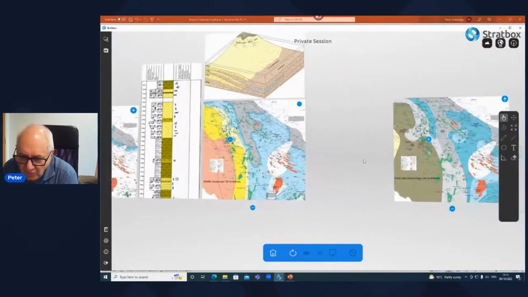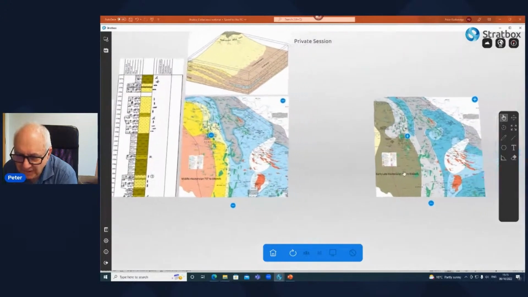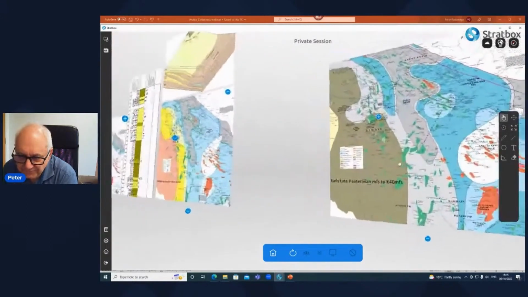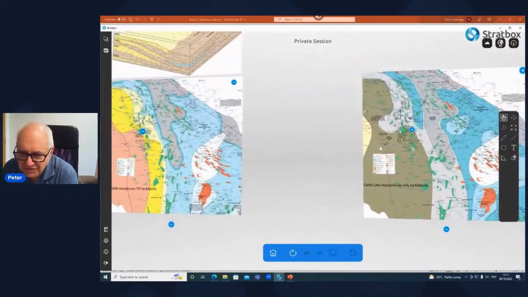Now, moving up through the succession, we go from the transgressive systems tract to the maximum flood. So we have much deeper water established over the area, with distal marine clastics interfingering with deep water carbonates, and further out over the plate into an intrashelf basin where we have deep water carbonates deposited.